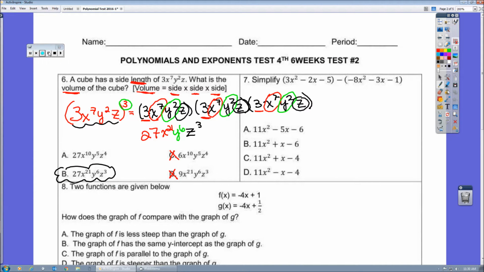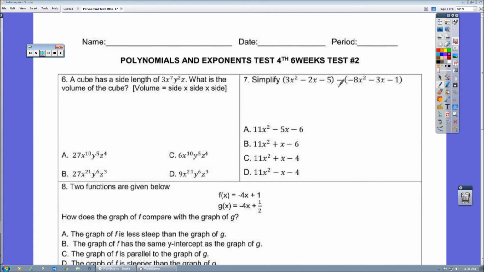Number 7, simplify. When you are subtracting and you have the parentheses here, you have to apply the rule. Remember what we said previously, you do not subtract polynomials, we actually add opposites. So we're going to add the opposites. The opposite of negative 8x squared is going to be a positive 8x squared. The opposite of negative 3x is going to be a positive 3x. The opposite of negative 1 is going to be a positive 1. So now we're good to go.